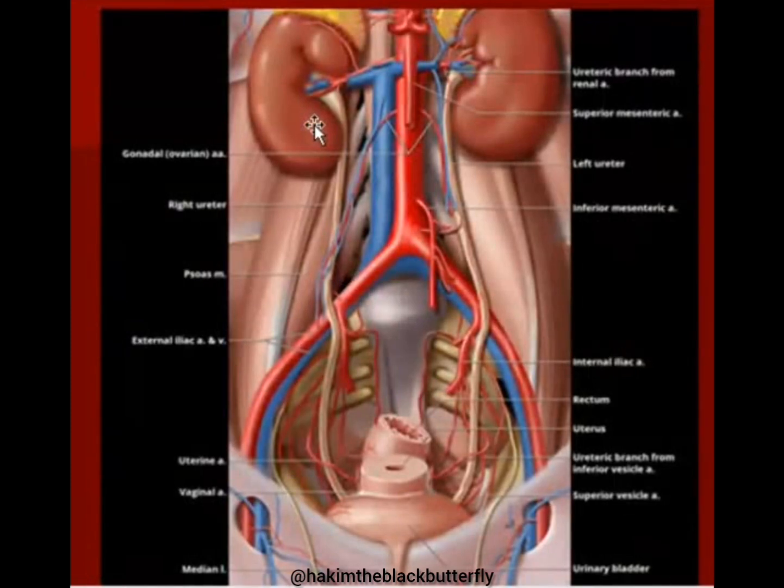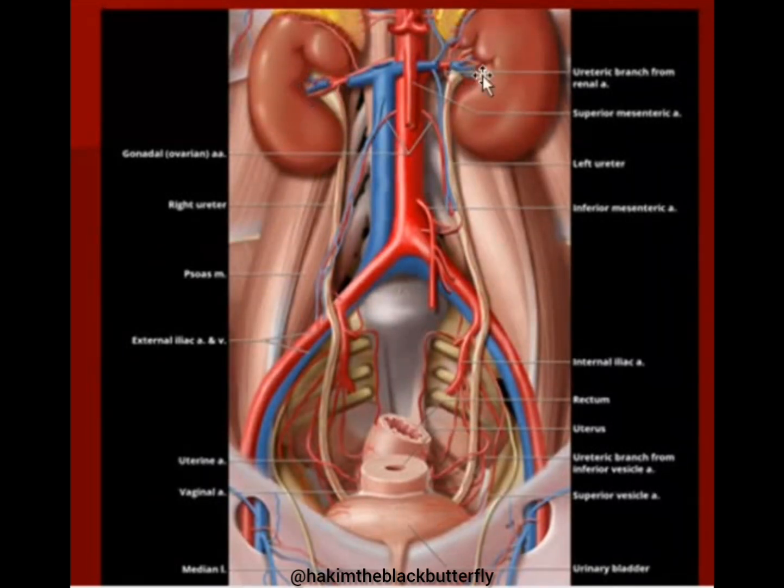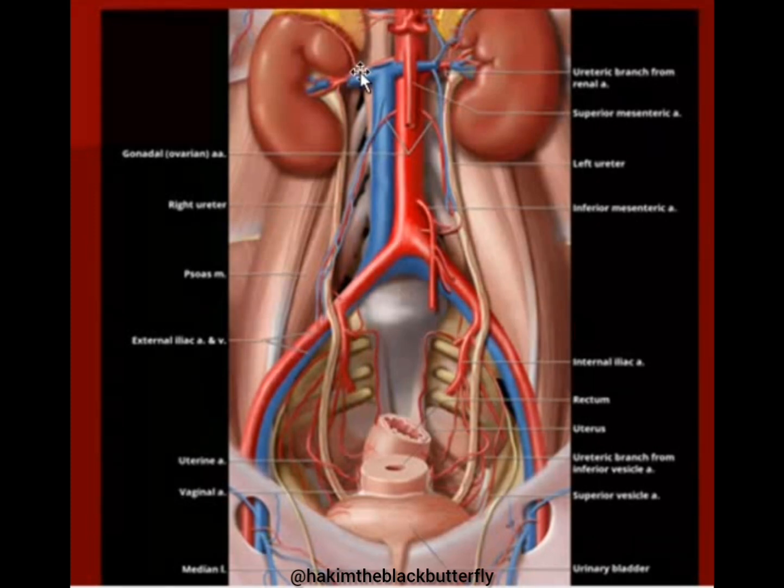So we not only talk about it as a supply to the kidneys, but it gives off a branch to the suprarenal gland, a branch to the ureters, and then it will enter the hilum of the kidneys on both sides. Whereas the renal veins, the left renal vein receives blood from the suprarenal gland and the left gonadal vein, but the right renal vein only receives blood from the suprarenal gland.